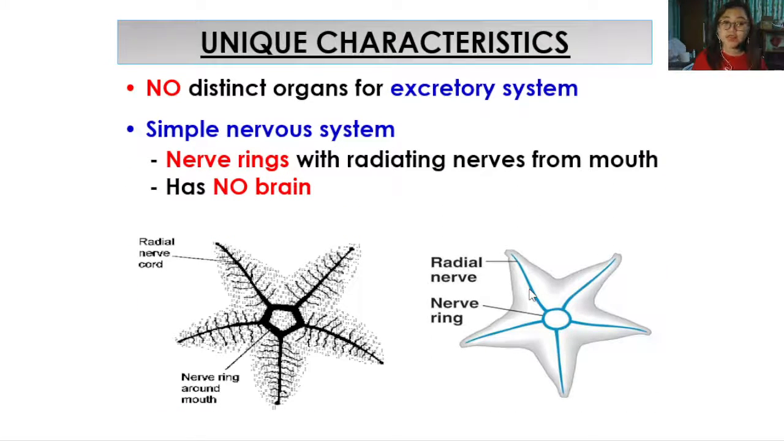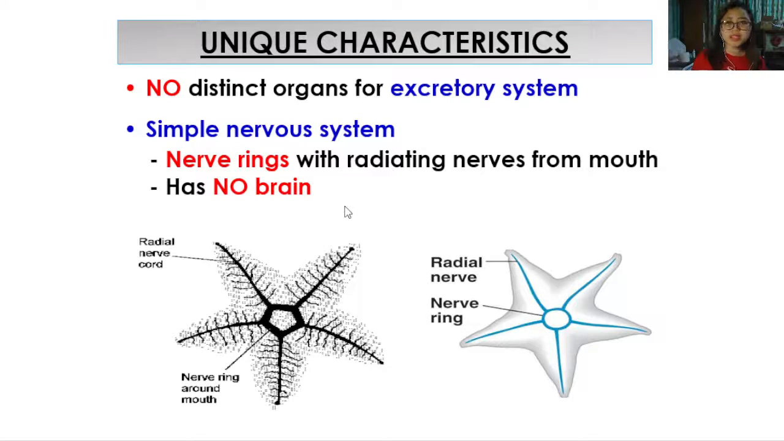They do have a simple nervous system. So the nervous system, sistem saraf yang dia ada, is nerve rings with radiating nerves from the mouth. So saraf dia akan terkumpul di sekeliling mulut dan dia akan extend macam ni. So you can see in this black and white diagram here, we have the nerve ring around the mouth and the radial nerve cord which extends to each of the legs. On the right hand here with the blue colored diagram is a simplified version.